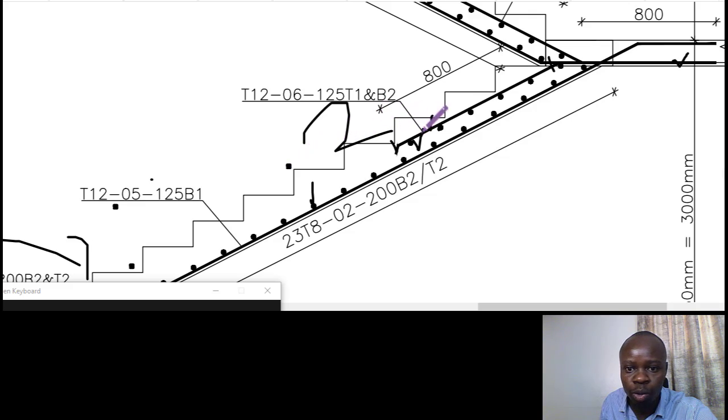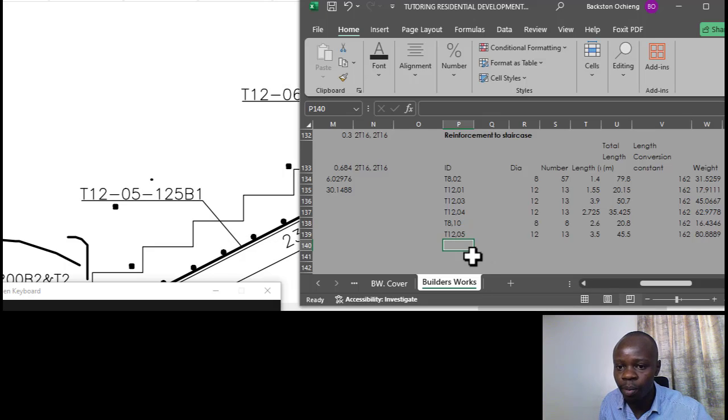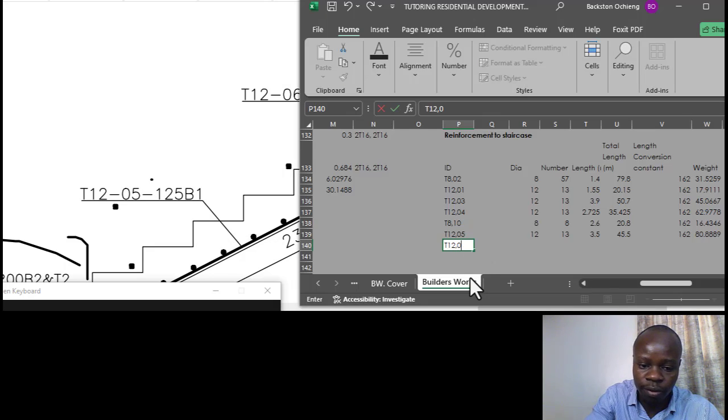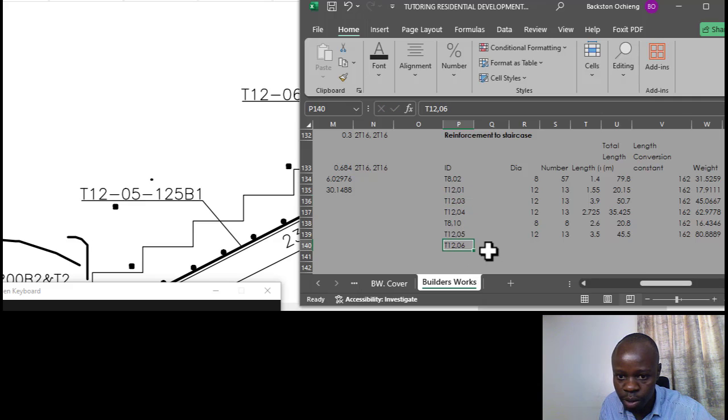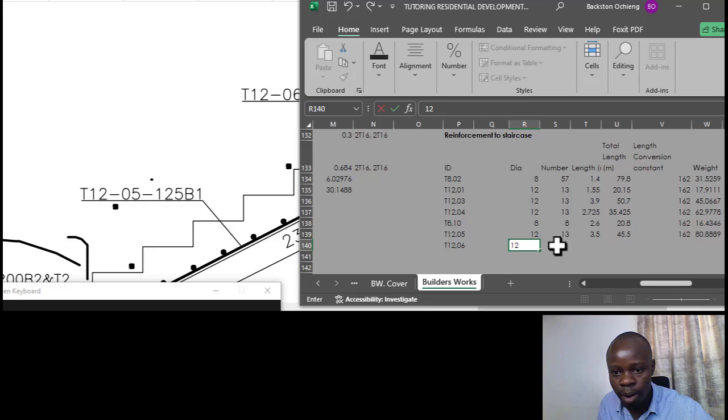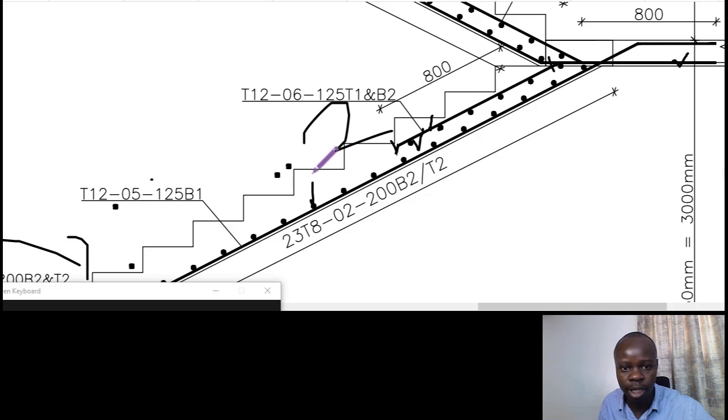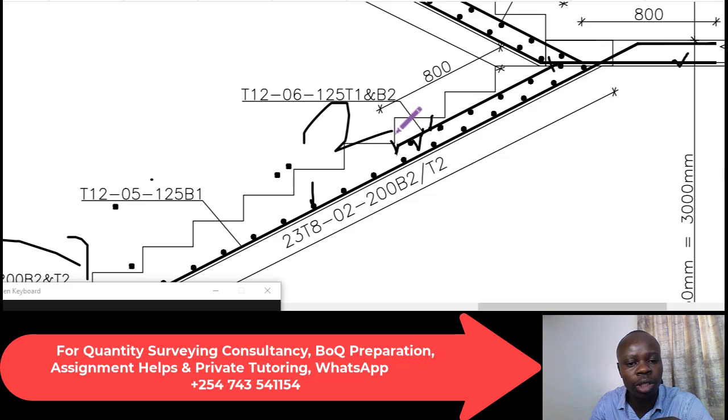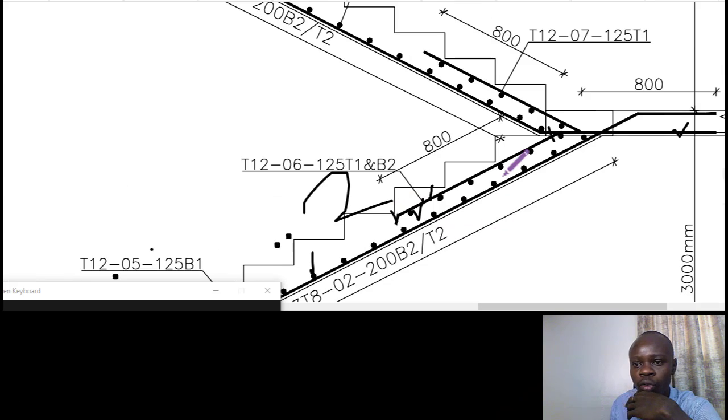Okay, so what we have is going to be T1206. This is T12 bar mark 06. All right, so the diameter is 12. The number of the bars has not been indicated, but we now need to calculate it. The interval is 125. So for 125, the same argument we did for the other one, which was done in relation to the landing, is what we are going to do for this case as well.